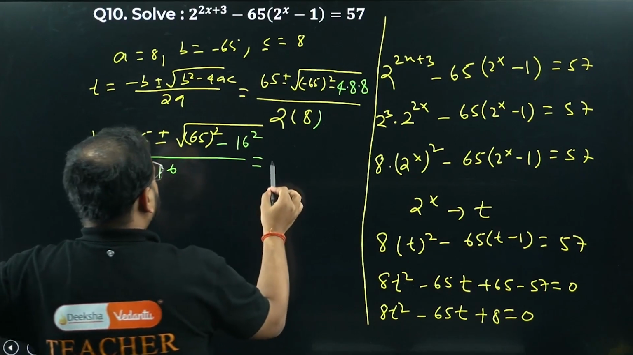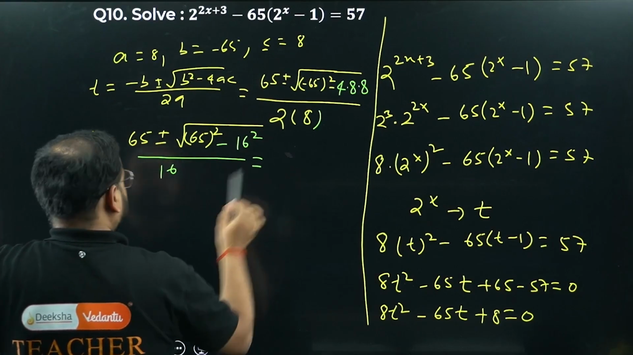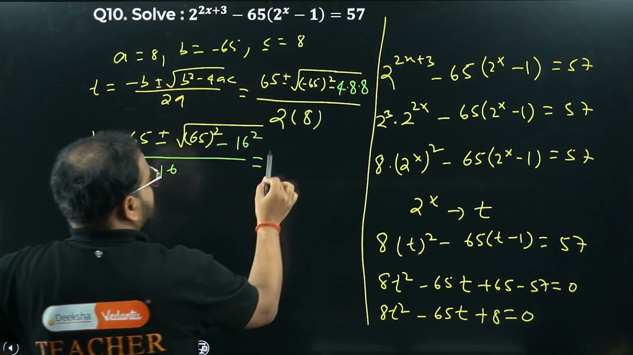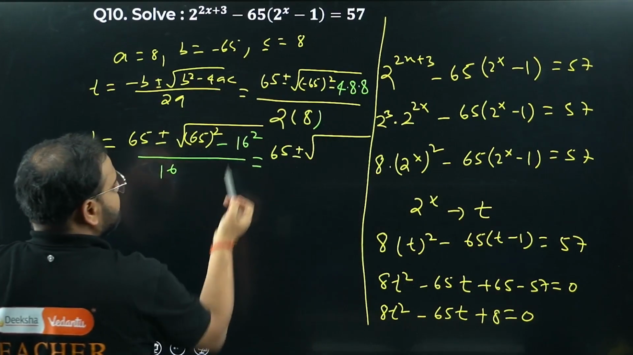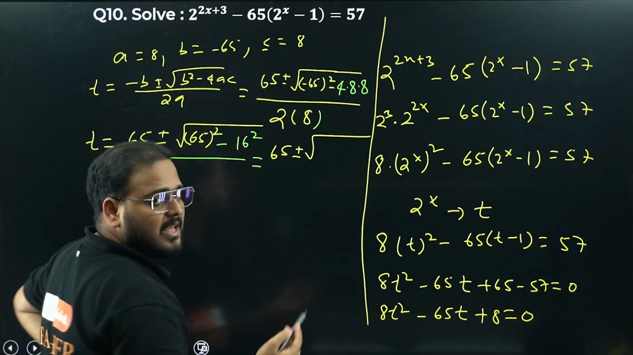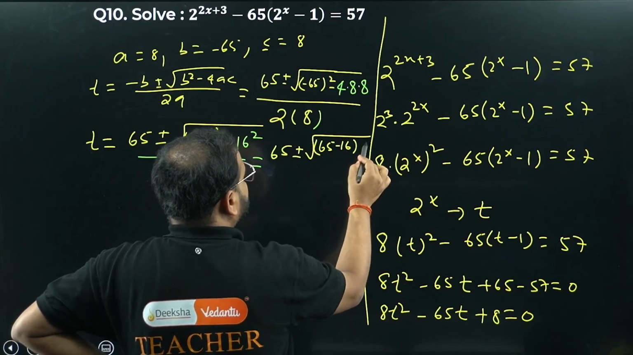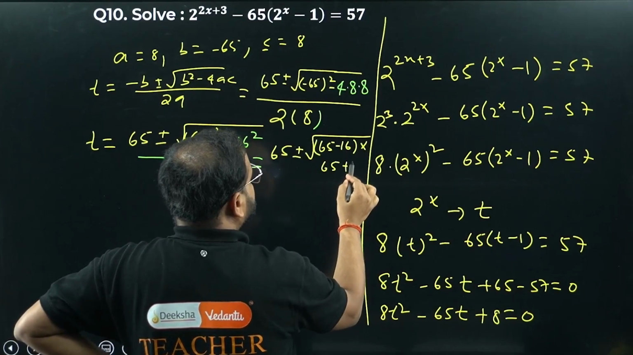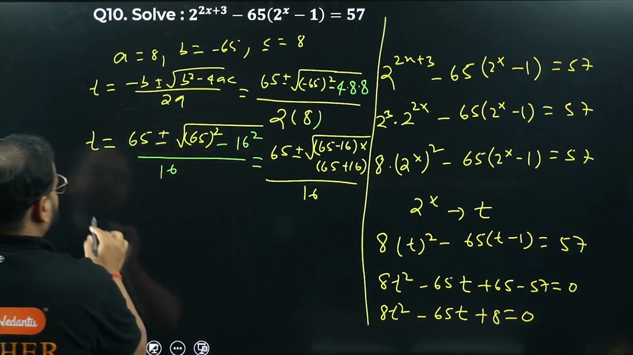I can write this as 65 plus minus. Please check. A square minus B square will be what? It will be A minus B and A plus B. So 65 minus 16 multiplied with 65 plus 16. This whole thing is under the root, divided by 16 only.